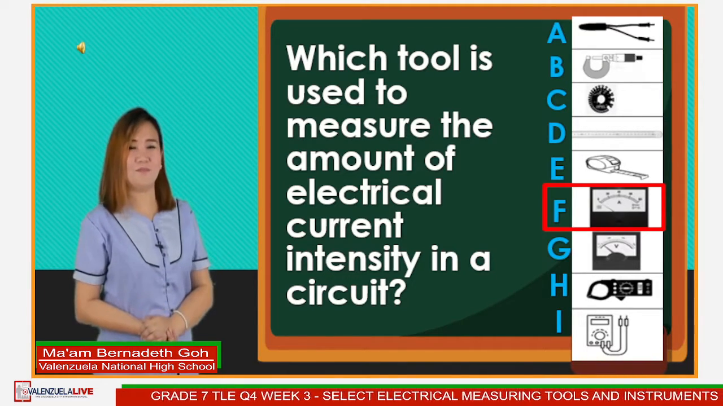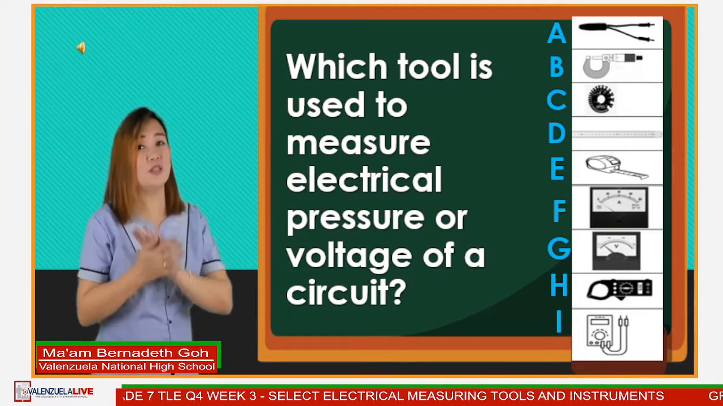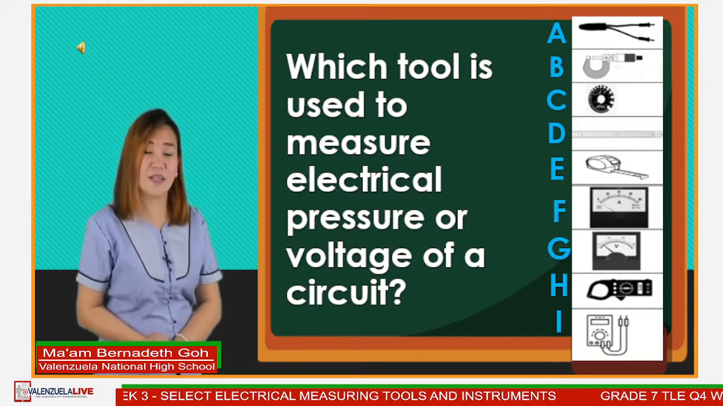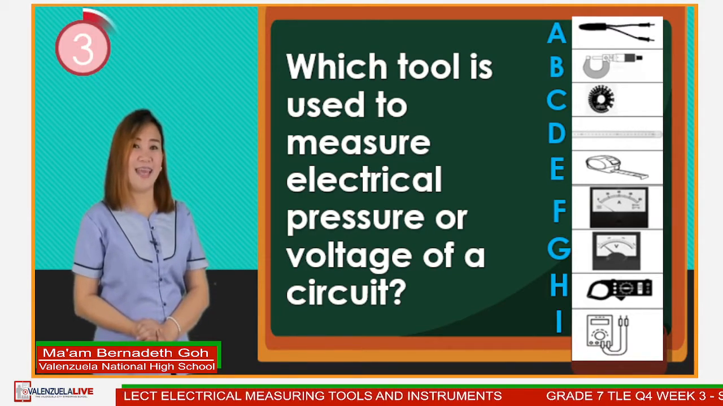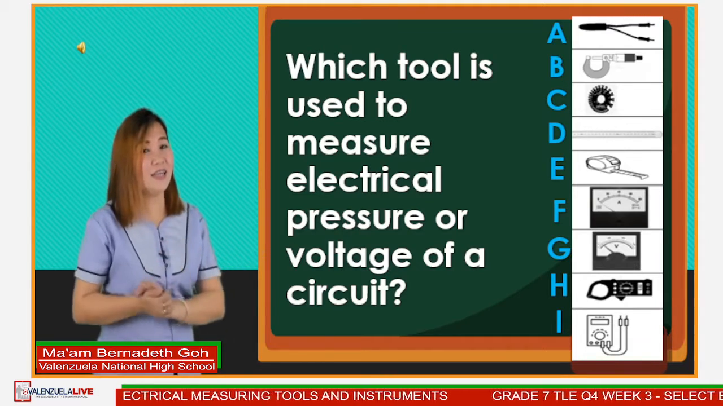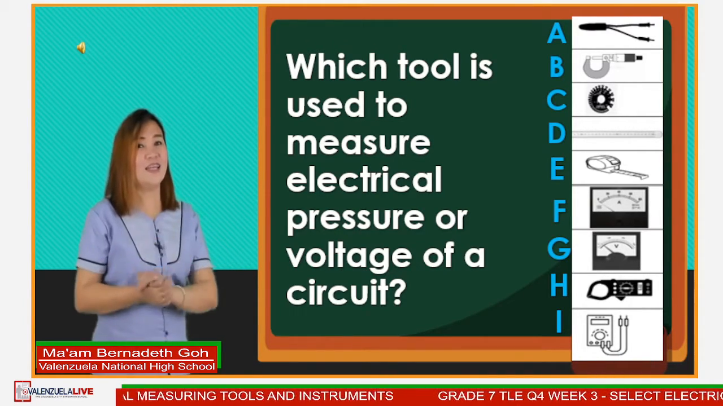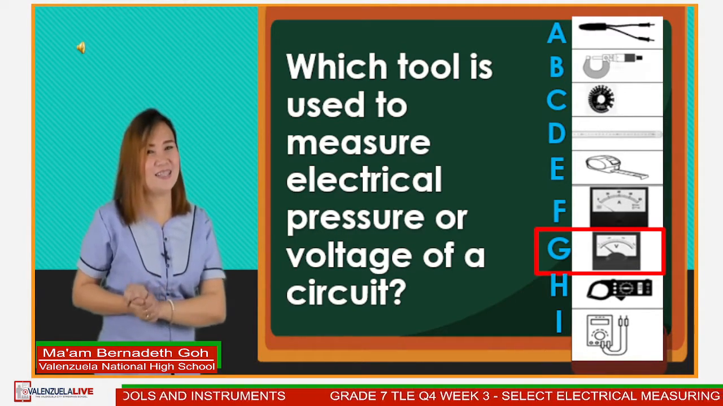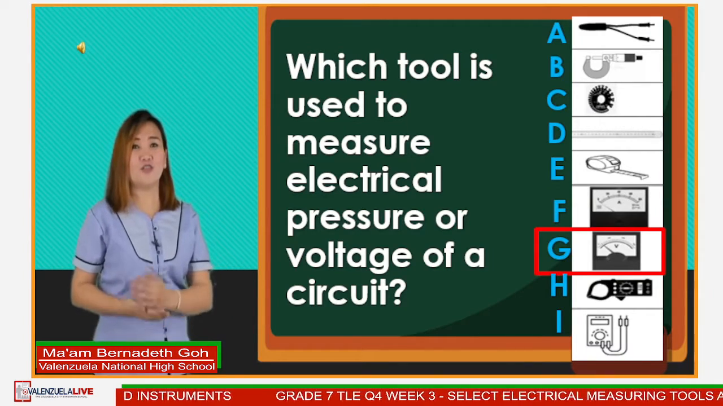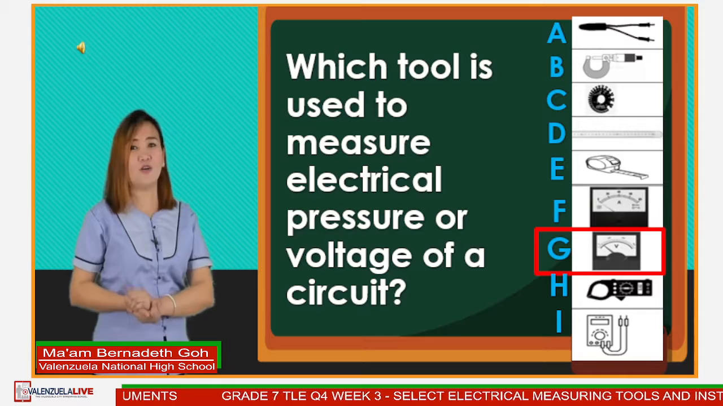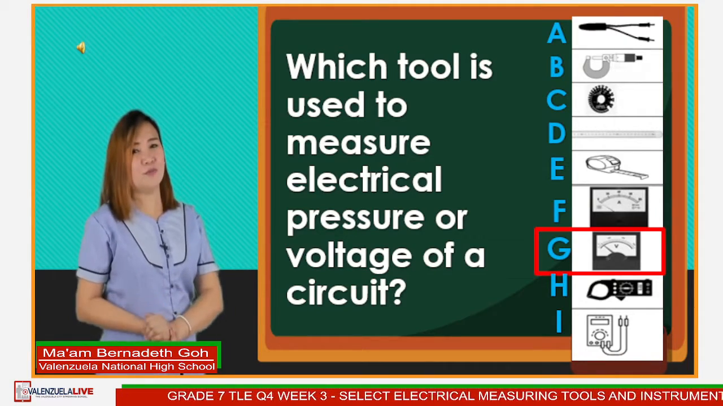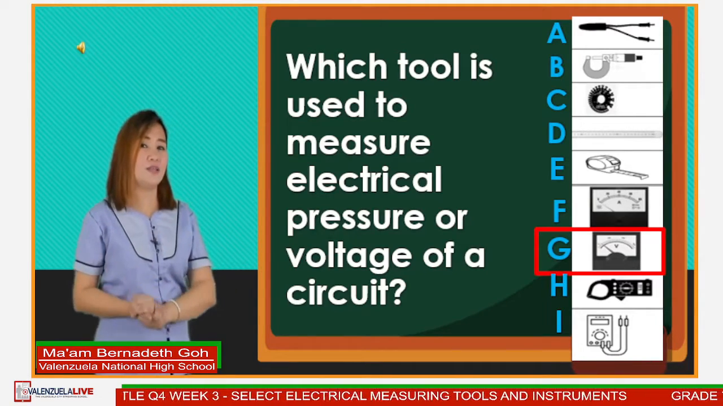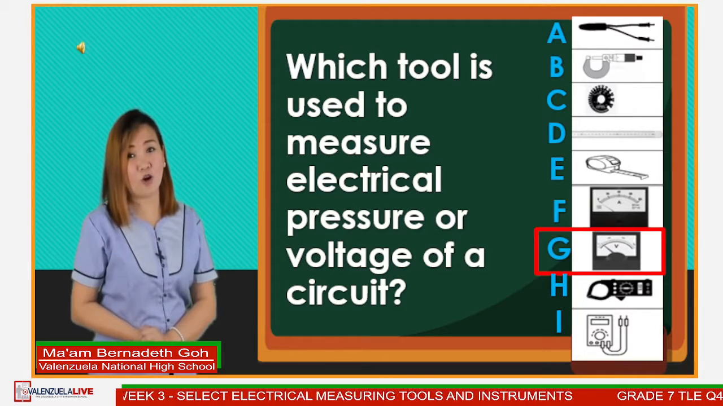Last question. Which tool is used to measure the electrical pressure or voltage of a circuit? The answer to this question is G, the voltmeter. Well, that is great. I'm pretty much sure that you are all equipped about the uses of these electrical measuring tools and instruments. But remember, never explore these tools without the guidance of your parents.